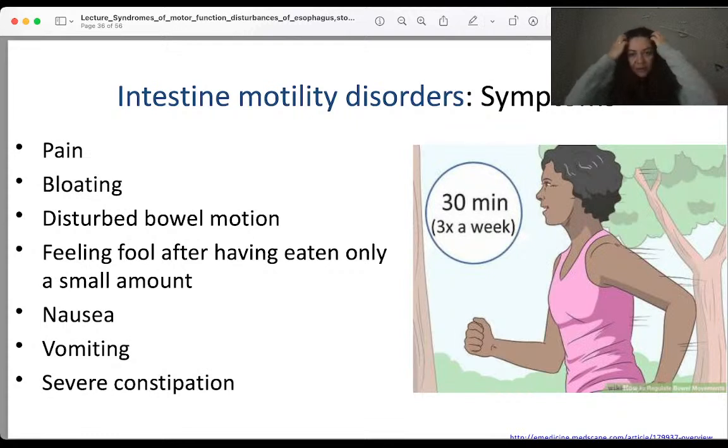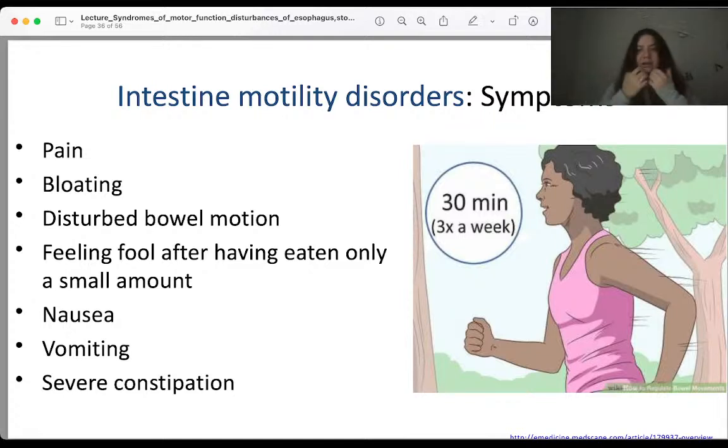It is a pain in the abdomen. Usually it is diffuse, not localized pain, nearly in the middle of the abdomen in the periumbilical space. It can be bloating, it can be disturbed bowel motion, it is feeling full after having eaten only a small amount of food. It can be nausea, can be vomiting and severe constipation.